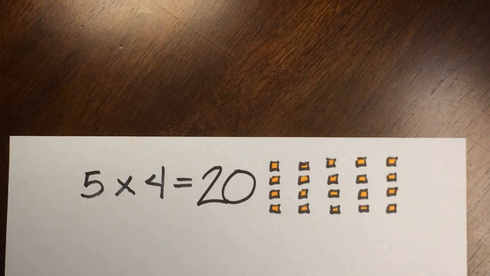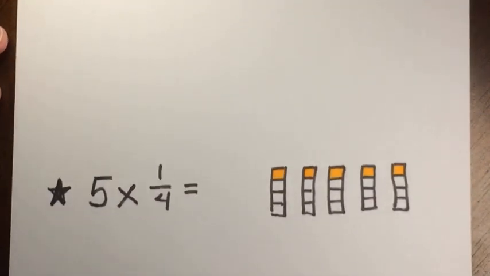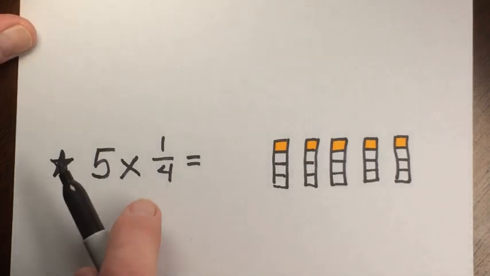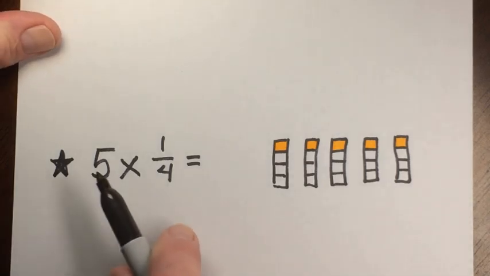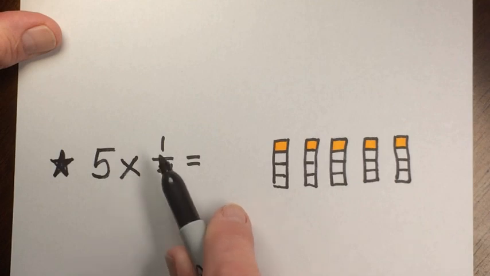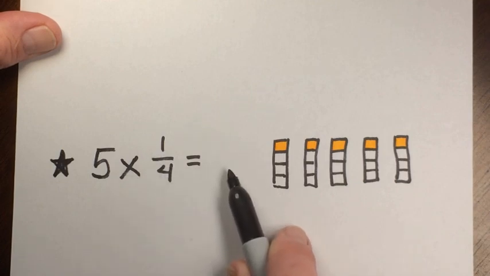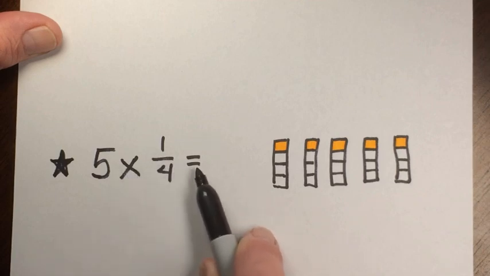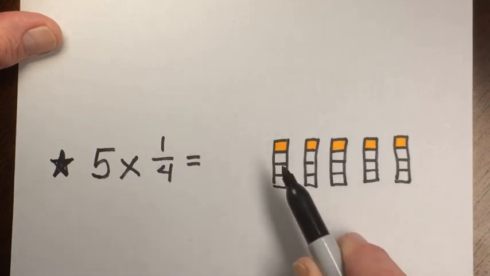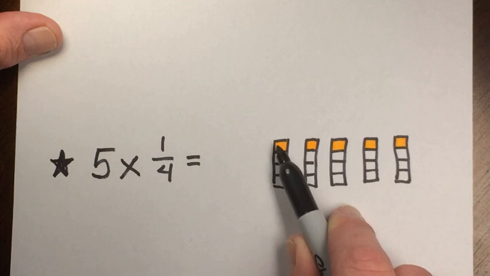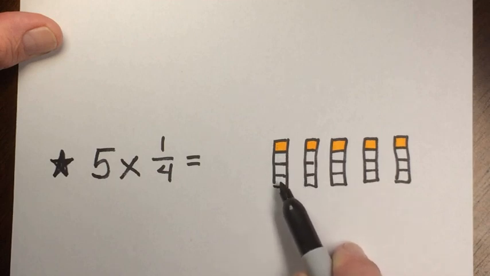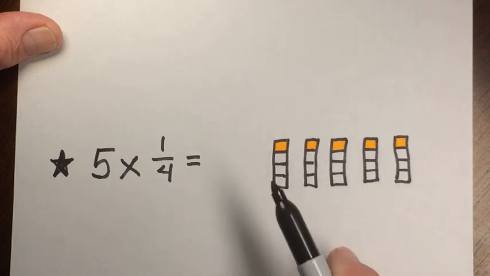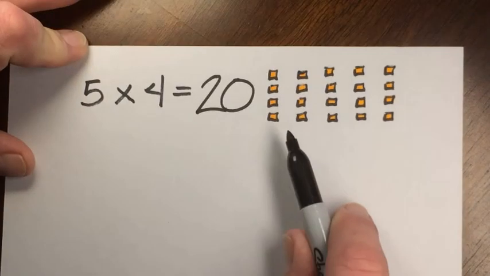That makes sense. So now we're going to connect that to fractions. This little star means this is the problem we're going to focus on here. So we have 5 times 1/4 equals something. Same thing, 5 groups of 1/4 makes some answer. So I have my fourths now. These are fourths, 1 out of 4 pieces. And I have 5 of them, 1, 2, 3, 4, 5. So I simply have to count them to find out, just like I counted up here.